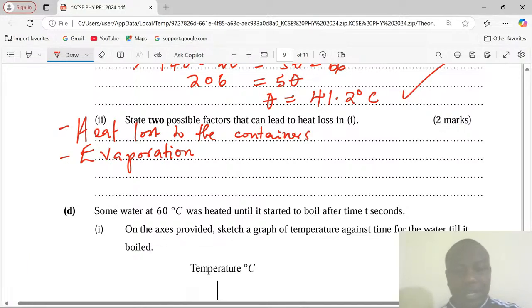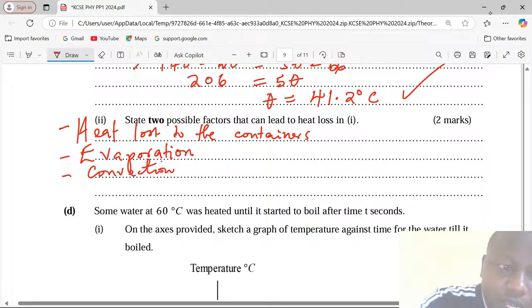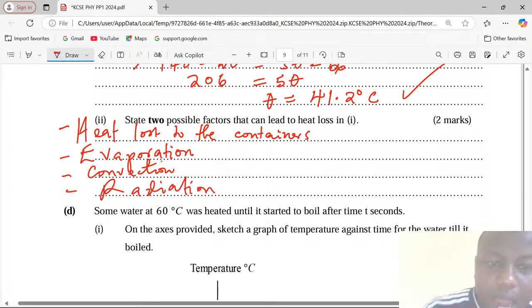So the modes are several. Convection, because water is a liquid. We can also have radiation from the containers. Radiation, among other means. We are winding up.